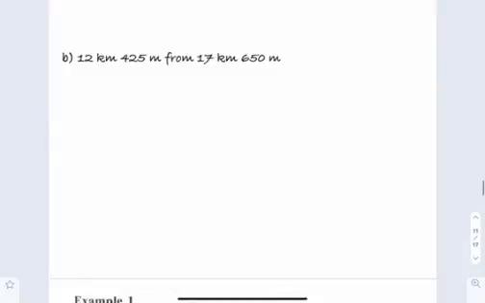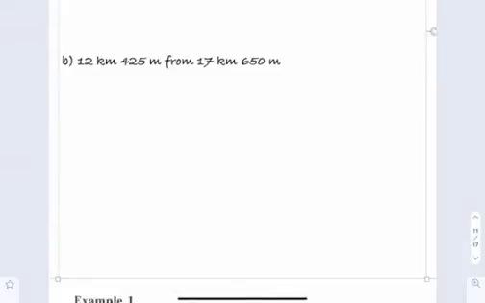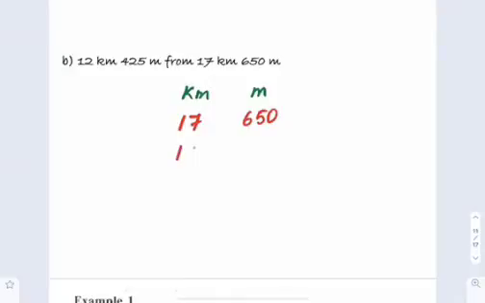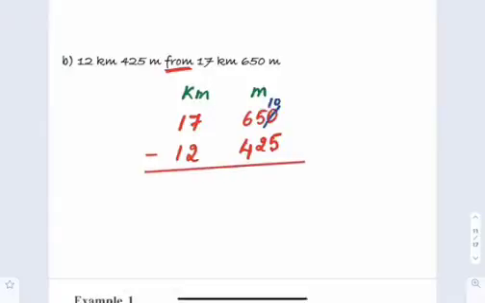Moving on to another example here. We first write down two units mentioned here. Kilometers and meters. 17 kilometers, 650 meters. 12 kilometers and 425 meters. Children, please observe the number after this from has to be taken as the first number. We need to subtract. Borrowing 1, it becomes 10 and this becomes 4.